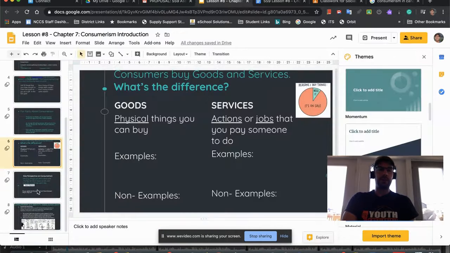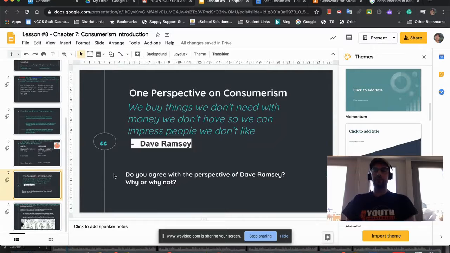If we look at the next slide, we have one perspective on consumerism. This is by an author named Dave Ramsey. He wrote books about budgeting and financial well-being. One perspective says, we buy things we don't need with money we don't have so we can impress people that we don't like. It's kind of an interesting thought.